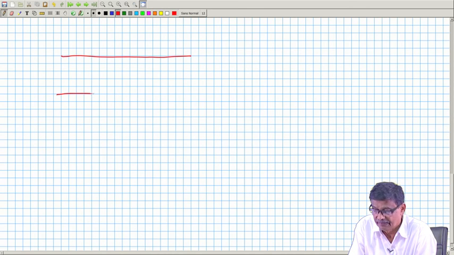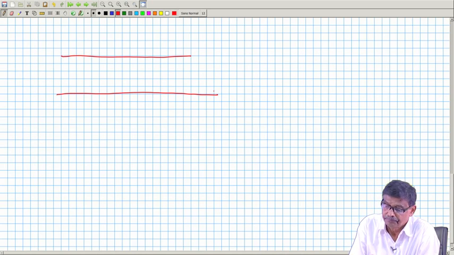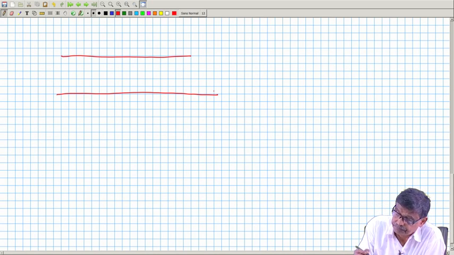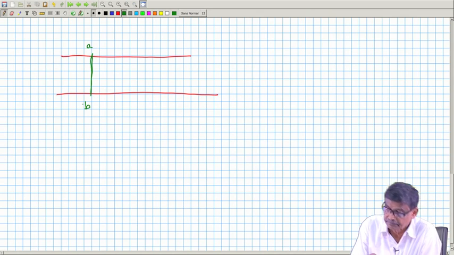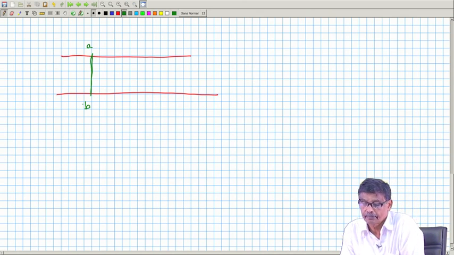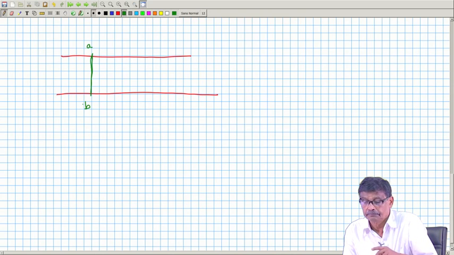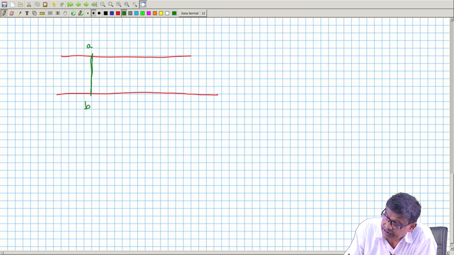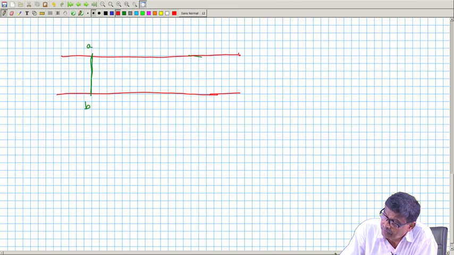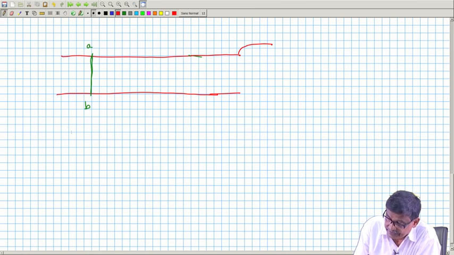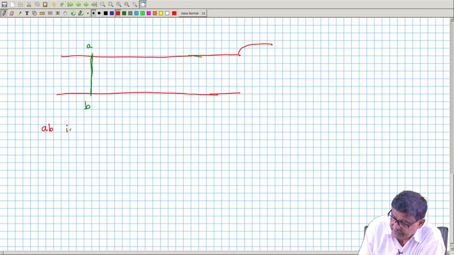Suppose this was the delta, and this was my conductor. Suppose this time I decide that this conductor AB on the rails, of length L, was initially at rest.